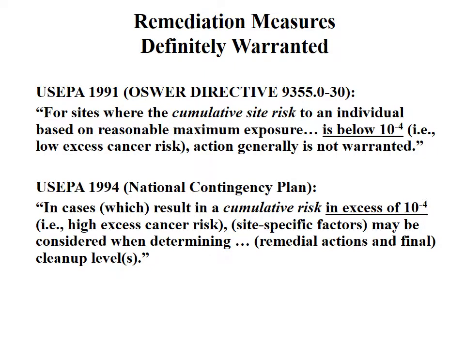US EPA 1994 National Contingency Plan: in cases which result in a cumulative risk in excess of 10 to the minus 4th, or otherwise high excess cancer risk, site-specific factors may be considered when determining your final remediation concerns and such. In both cases, these also reference a target risk with respect to the need for remediation of 10 to the minus 4th, not 1 in a million or 10 to the minus 6.